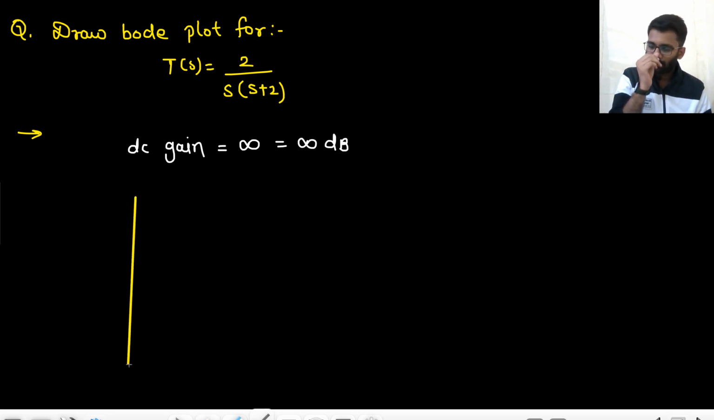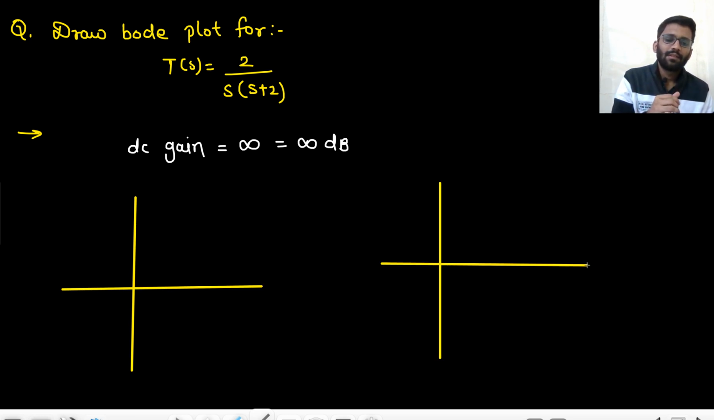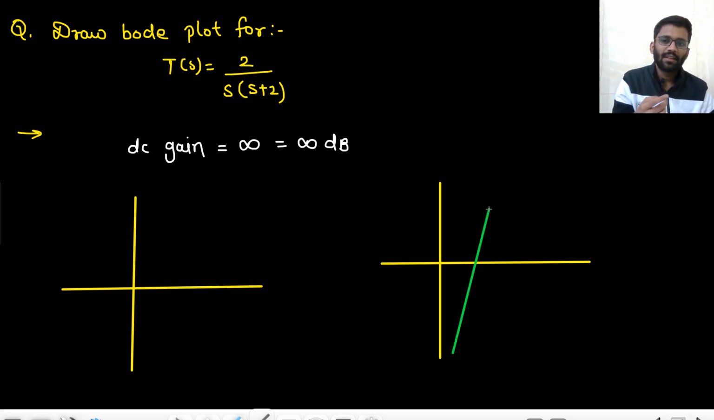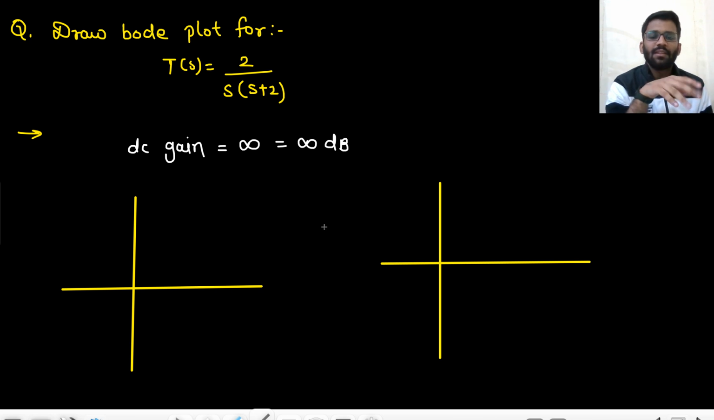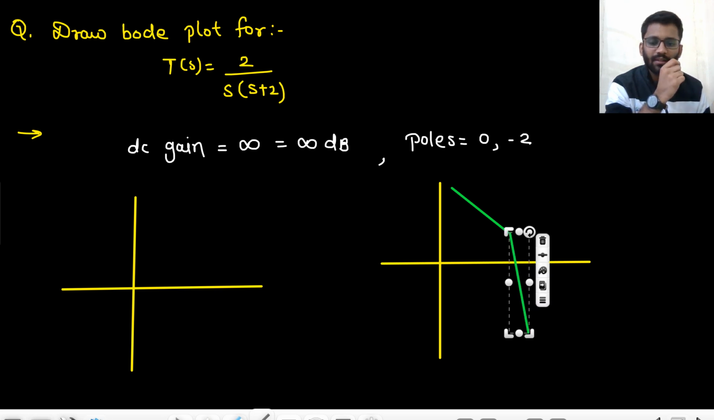Tell me, shall I start the graph like this? At zero frequency, I am getting infinite gain. So like this, and then at 2 I am having a pole. Where are my poles? There are two poles. Poles are at 0 and minus 2. So initially there is a pole only, so I will have minus 20 dB per decade. Then again I am having one more pole at 2, then I will have more minus 20, that means minus 40 dB per decade.